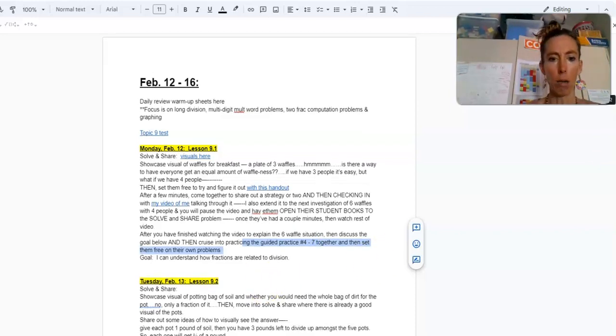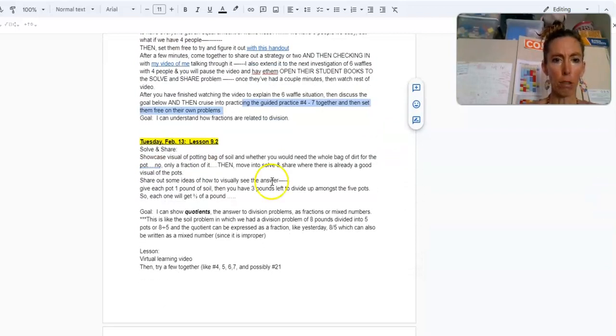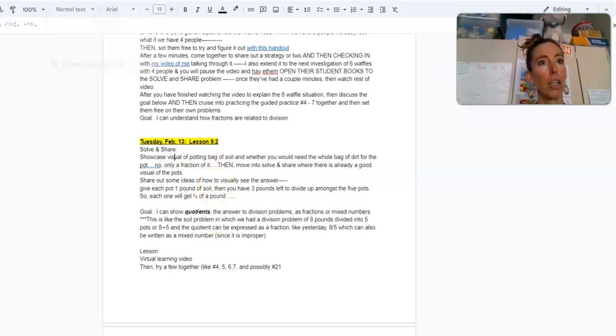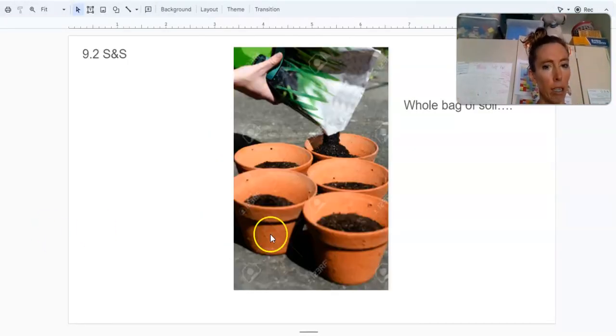Okay. Tuesday, solve and share. I do not have a video of myself this time. I feel like you'll be good to go. The visual, though, is of some gardening, some pots, and a bag of soil.